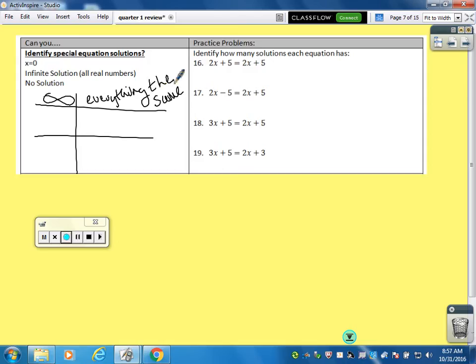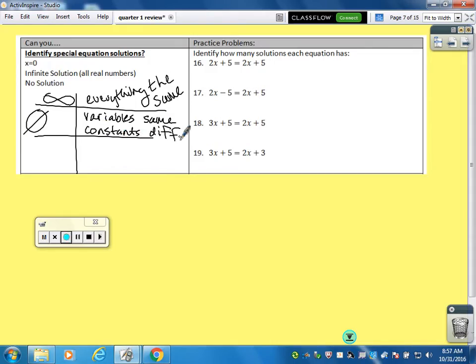Everything's the same. We've got the no solution, so you can use this little null symbol right here, or say no solution. And that's where your variables are the same, so your coefficients are the same, but your constants will be different.